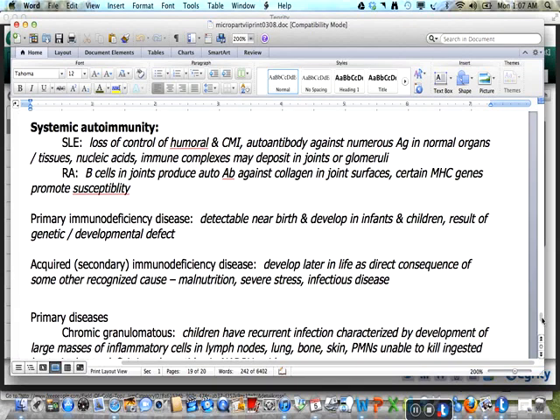Primary immunodeficiency disease is detectable near birth and develops in infants and children. It is the result of genetic or developmental defects. Acquired or secondary immunodeficiency disease develops later in life as a direct consequence of some other recognized cause. Some examples include malnutrition, severe stress, and infectious disease.